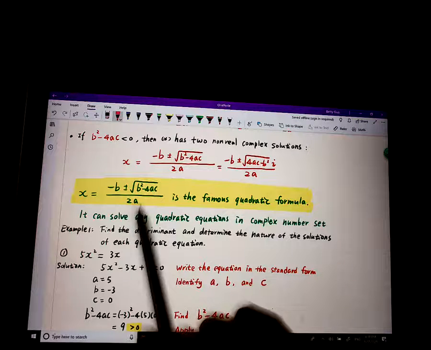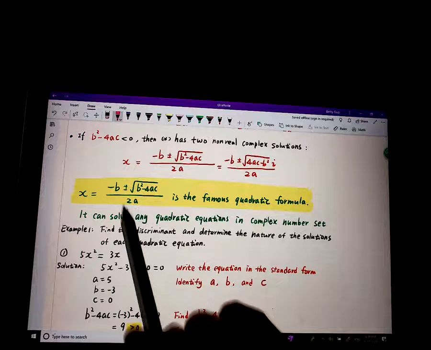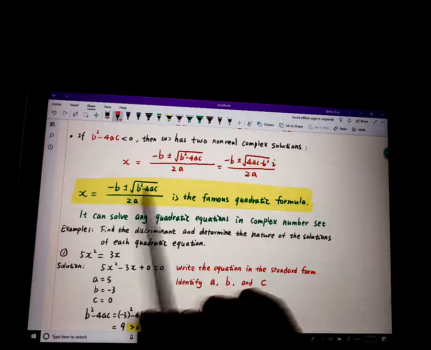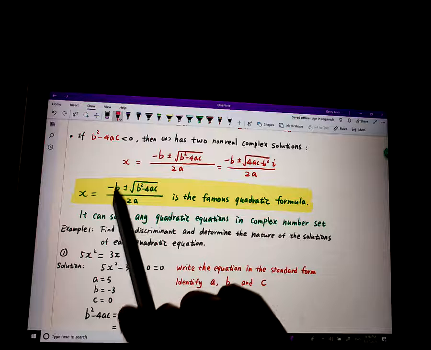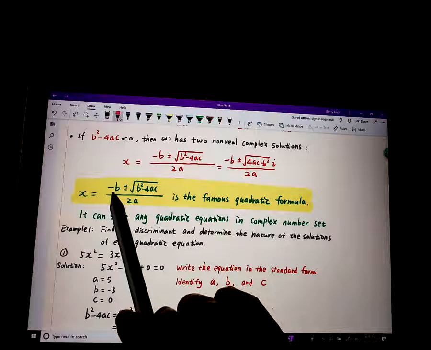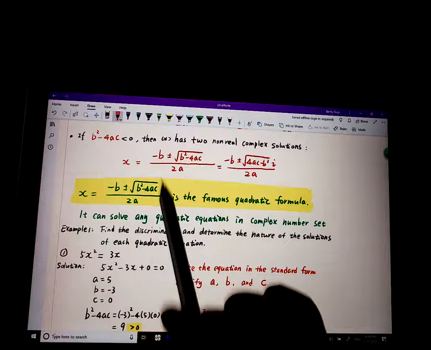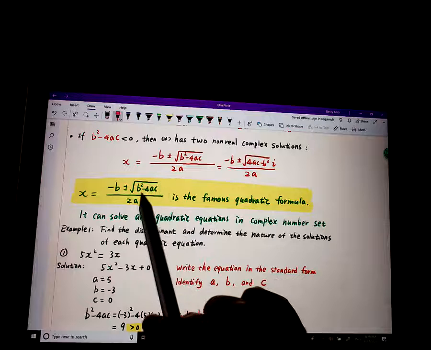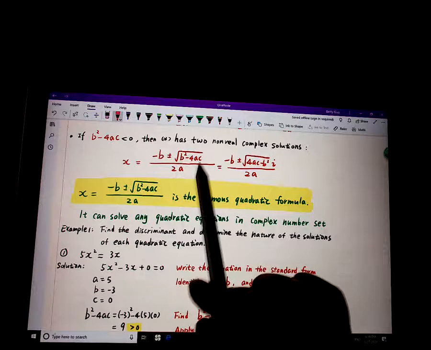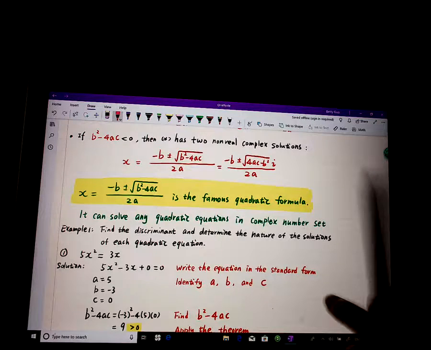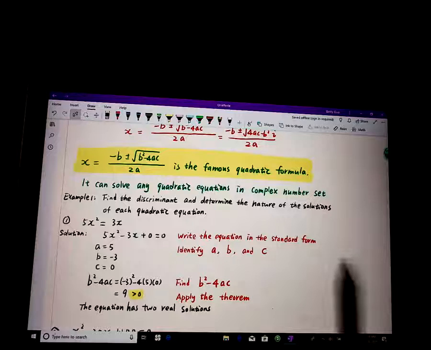The denominator is 1 term only, 2 times a, twice the leading coefficient. The numerator has two terms. The first term is the opposite of b. b is the coefficient of the middle term. Plus or minus in the middle. And the second term is the square root. The radicand of the square root is the discriminant. You see that?